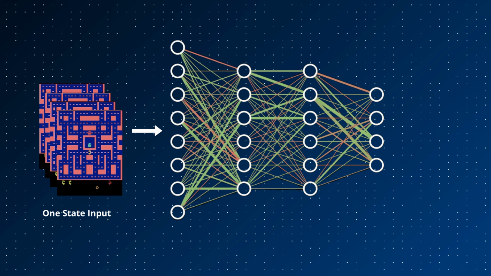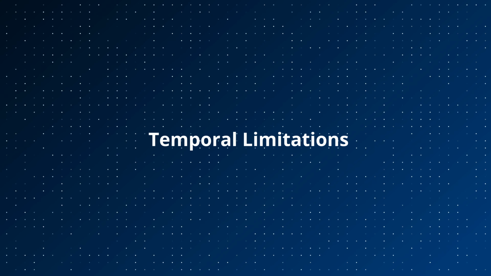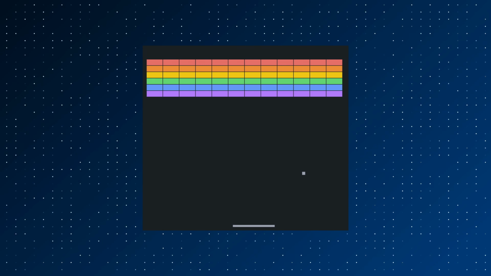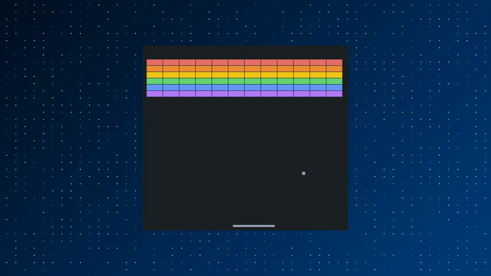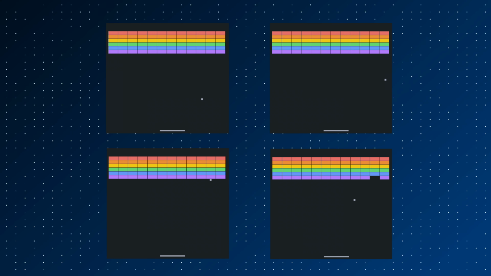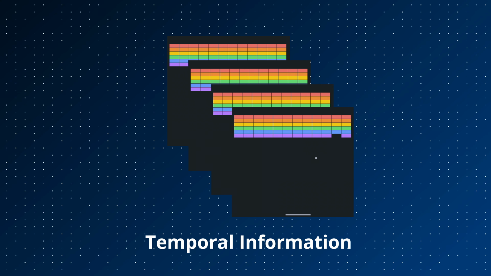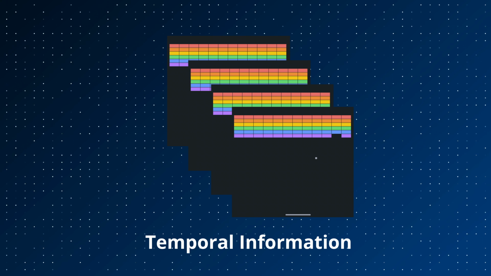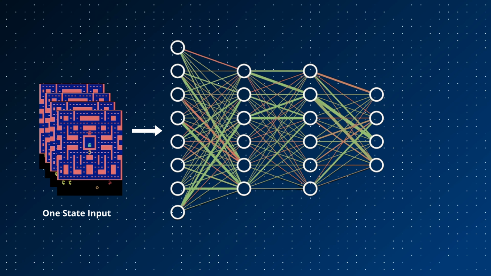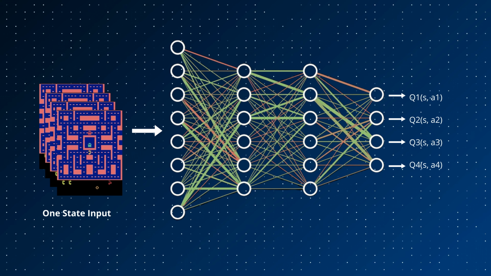The reason we stack 4 consecutive frames together as a single input is to overcome temporal limitations. A single frame doesn't provide enough context to understand motion or direction. For instance, in the game Breakout, if we look at a single frame, can you tell which way the ball is moving? Not really. But when we look at a sequence of frames, we can discern the ball's trajectory. Stacking frames enables the network to capture this temporal information, crucial for understanding the dynamics of the game environment. From this, the network outputs a vector of Q values for each potential action in that state.